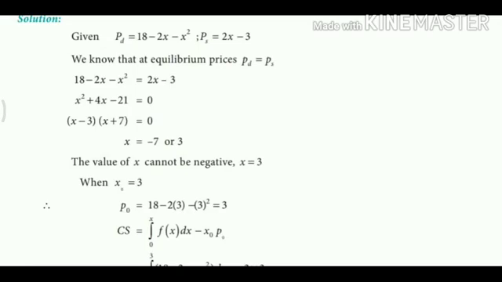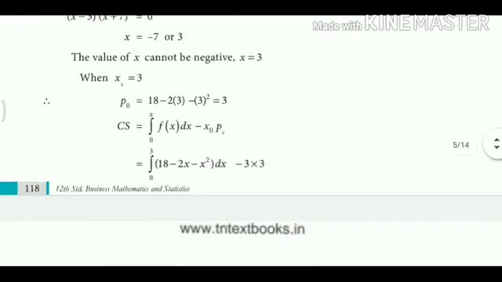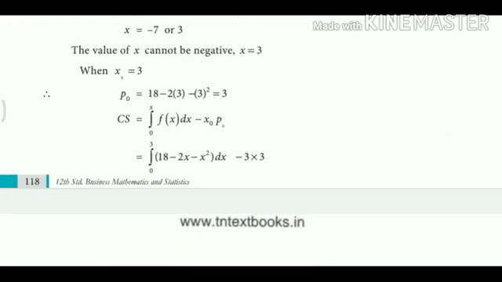Usually the value of x cannot be negative. Okay, therefore x equals 3. When x equals 3, we substitute this value in one equation. We may substitute this value in the demand function as well as in the supply function. We get the same answer in both, because the price is the same in both, since it is at equilibrium. Therefore P naught equals 18 minus 2 into 3. I am substituting the value 3 in the equation 18 minus 2x minus x square. We get P naught equal to 3. So we know x naught equals 3 as well as P naught equals 3.